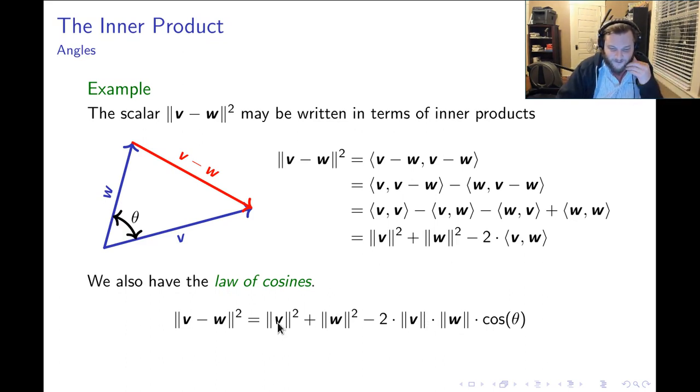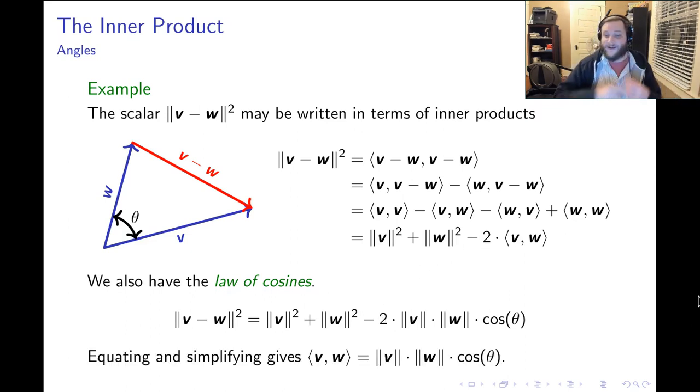So length of v squared plus length of w squared minus 2 times this product is the same thing as length of v squared plus length of w squared minus 2 times this inner product. There's a lot of cancellation that happens. Length of v squared cancels with length of v squared. Length of w squared cancels with length of w squared. This negative 2 cancels with this negative 2, and we're left with a nice formula.